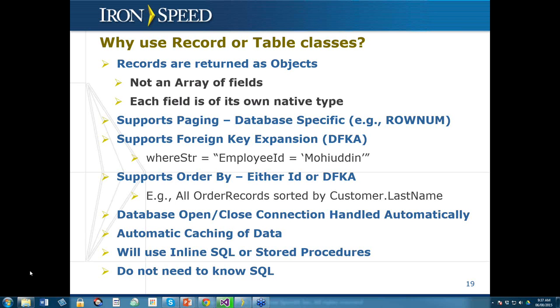One of the other nice things about the Iron Speed object model is it opens and closes the database connections automatically, with automatic caching of data. At the level at which we're using the Iron Speed object model, in other words, customers table.getRecords, as an example, I don't need to know whether I'm using the inline SQL method or stored procedures. Stored procedures are all defined at a much lower level. So I don't have to worry about that at all. That just gets taken care of seamlessly for me.